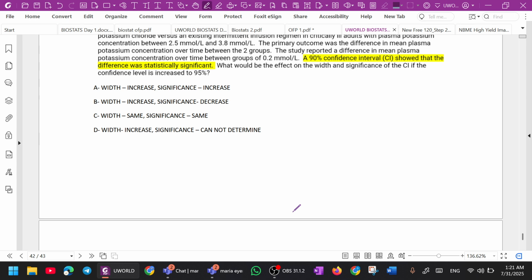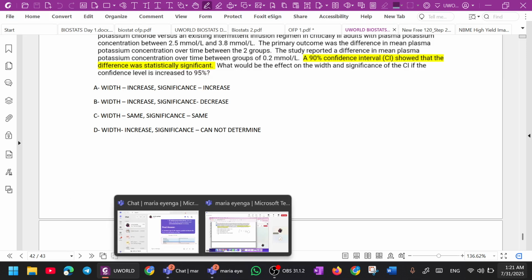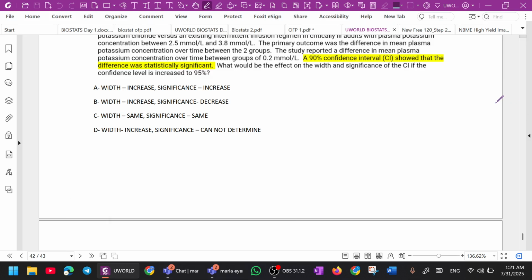Slightly. Like, how can you determine the statistical significance on this question? No, no way. Okay, I got the point. Yeah, you cannot, because they didn't give you the interval. So you cannot determine. And the width, you got that the width is increasing, right? Yes. Okay, perfect. Then we are done now.